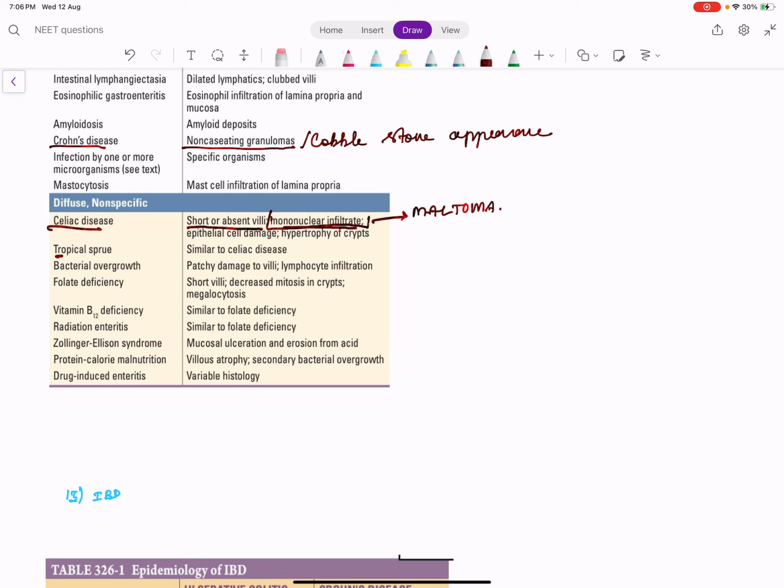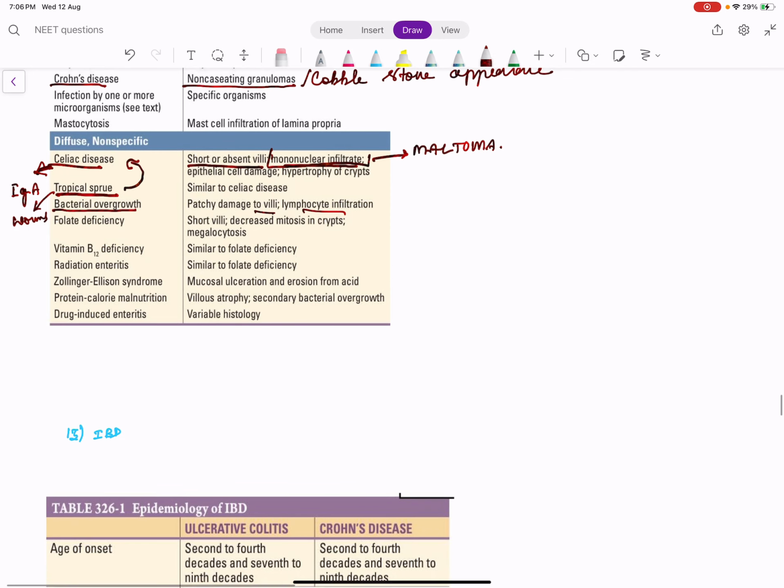And we discussed tropical sprue. Tropical sprue is similar to celiac sprue. Only thing is the cause is different. Celiac disease is due to anti-tissue transglutaminase antibody. Tropical sprue is due to intestinal worms. Bacterial overgrowth, small intestinal bacterial overgrowth: the bacterial overgrowth will cause damage to the villi and there is lymphocytic infiltration.